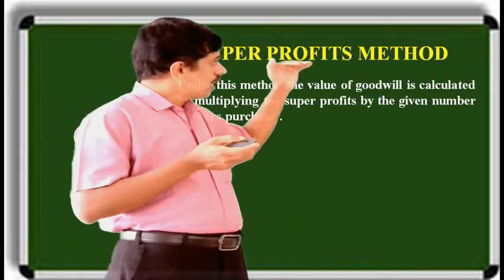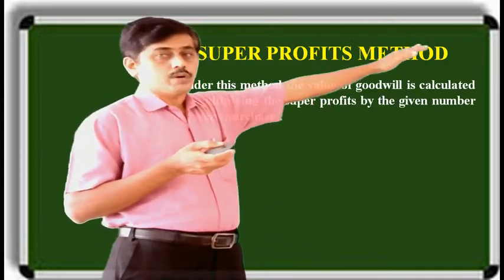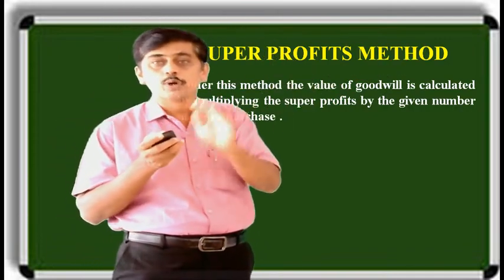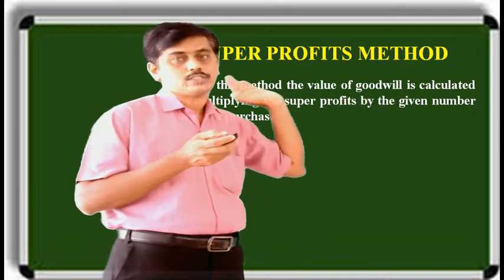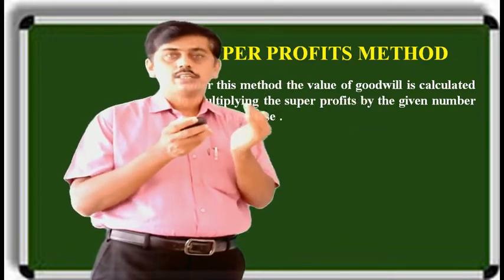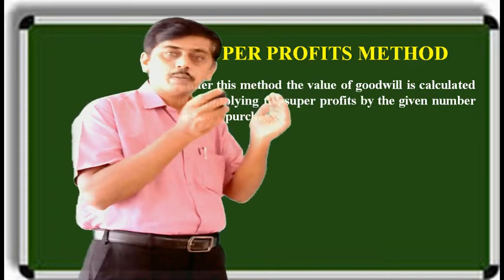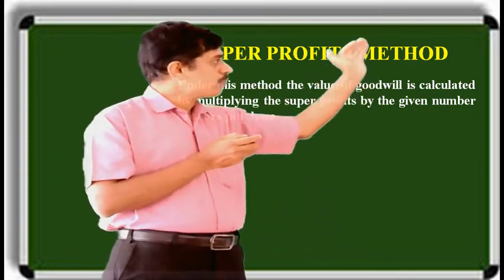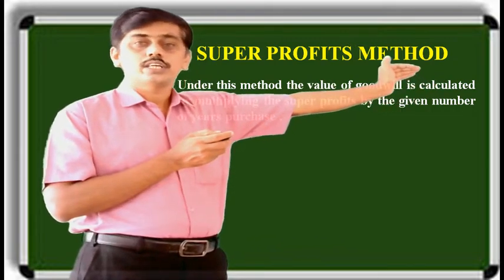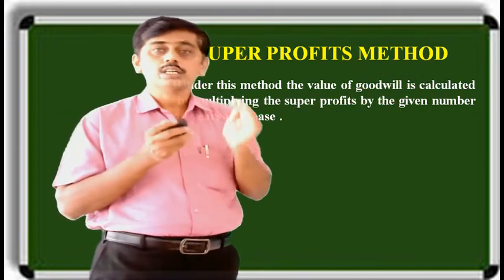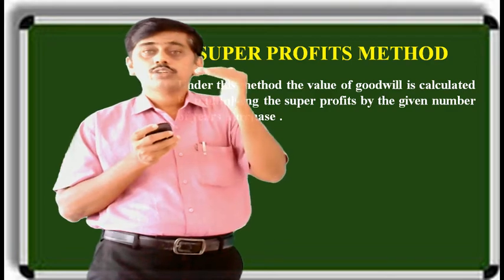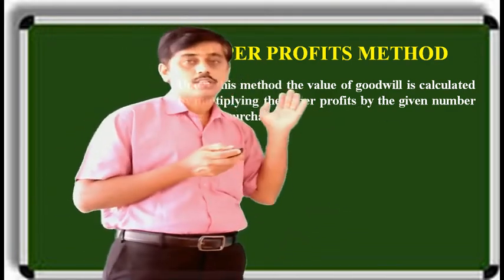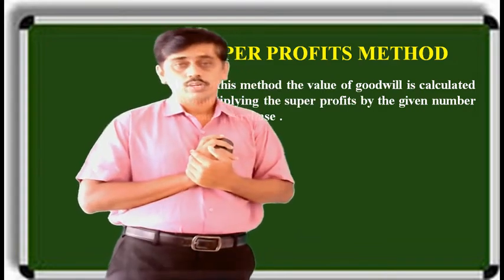See, first, under this method, the value of goodwill is calculated by multiplying the super profits by the given number of years purchase. In the last method, goodwill is calculated by multiplying the average profits by the given number of years purchase. But here, goodwill is calculated based on super profits. By multiplying the super profits by the given number of years, we calculate the value of goodwill.